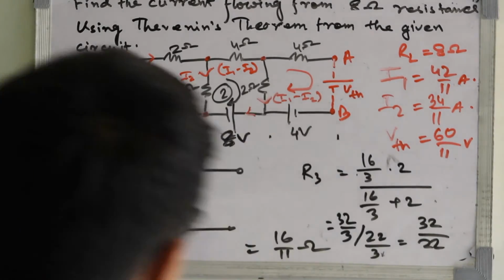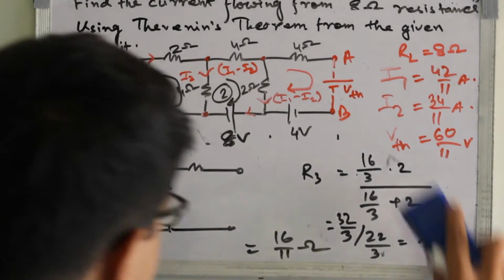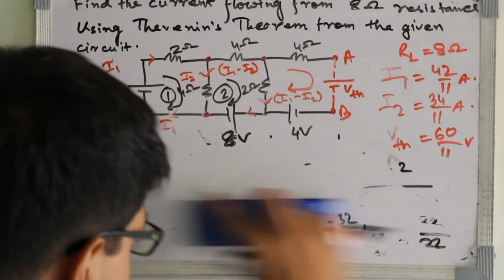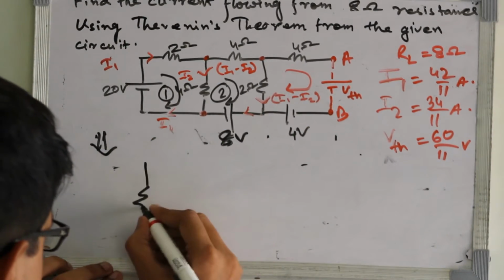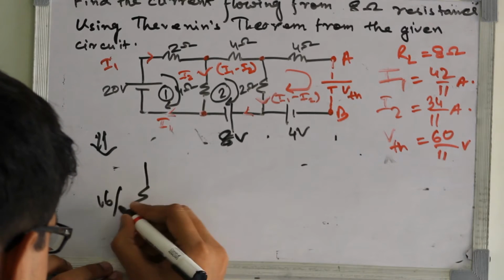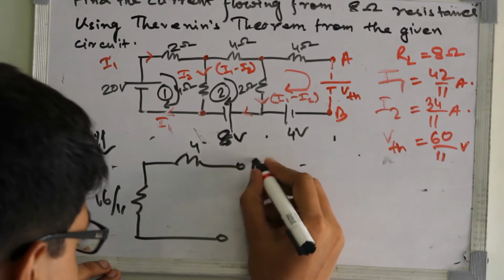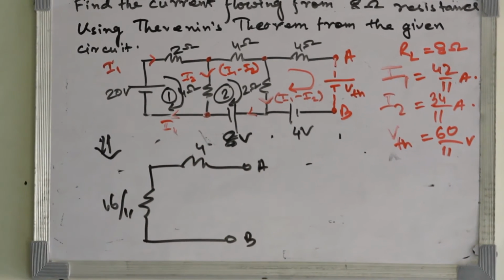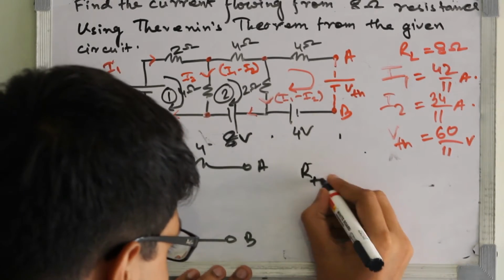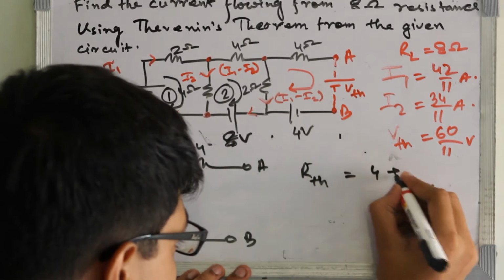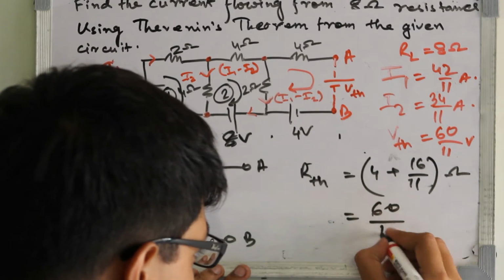So now if this one is 16 upon 11 ohm, our equivalent resistance will be like this: 16 upon 11, this is 4, and this will be an open circuit. Now 4 and 16 upon 11 both are in series. So if we add them, we will get the equivalent form. So RTH will be 4 plus 16 upon 11 ohm. So this is 60 upon 11 ohm.